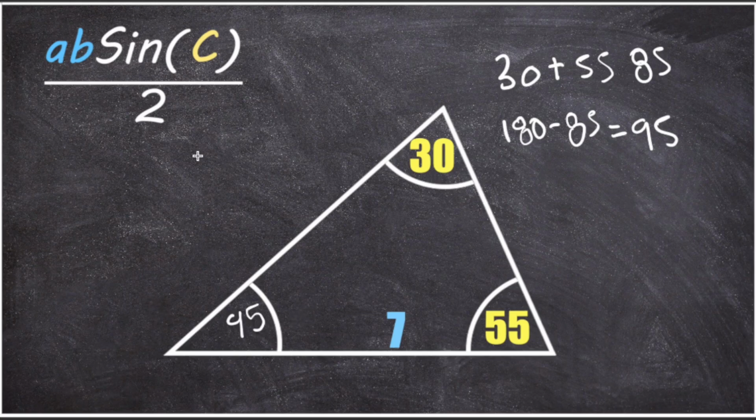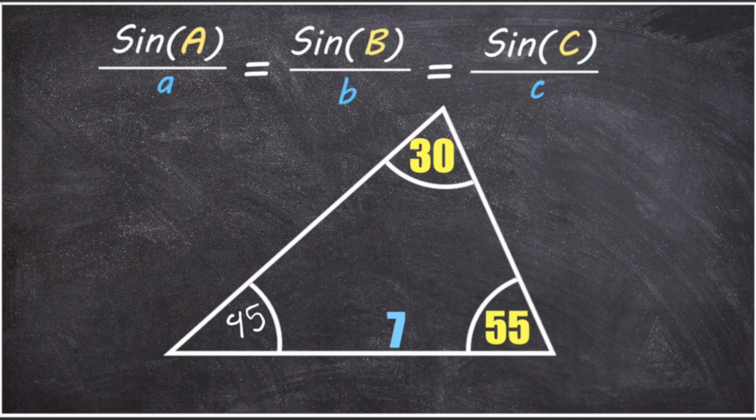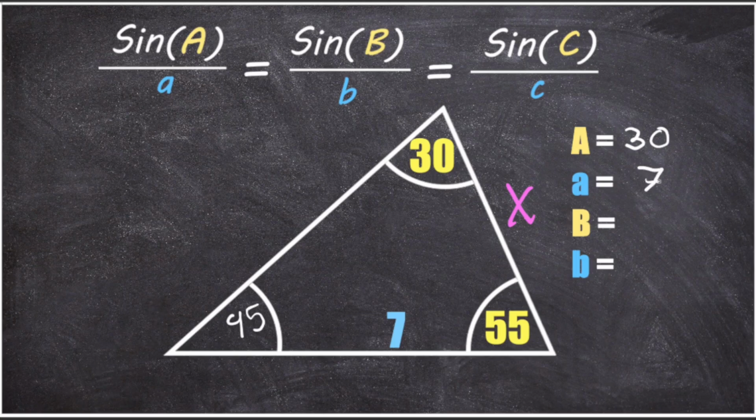Now let's hide the formula for the area and bring the sine rule up. We can label the unknown edge with an X. And now let's assign values to these variables in the sine rule. We'll give A the angle 30 and the edge opposite to A, which is small a, equals 7. Large B will be the angle 95. And small b is the edge X that we need to figure out. Now we can write the equation.